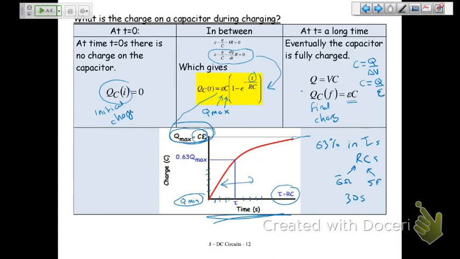If it depends on time, why are we graphing in terms of tau? No, I'm graphing in terms of time. It's just that I'm giving you some information here. Tau equals RC, and that is that time there.